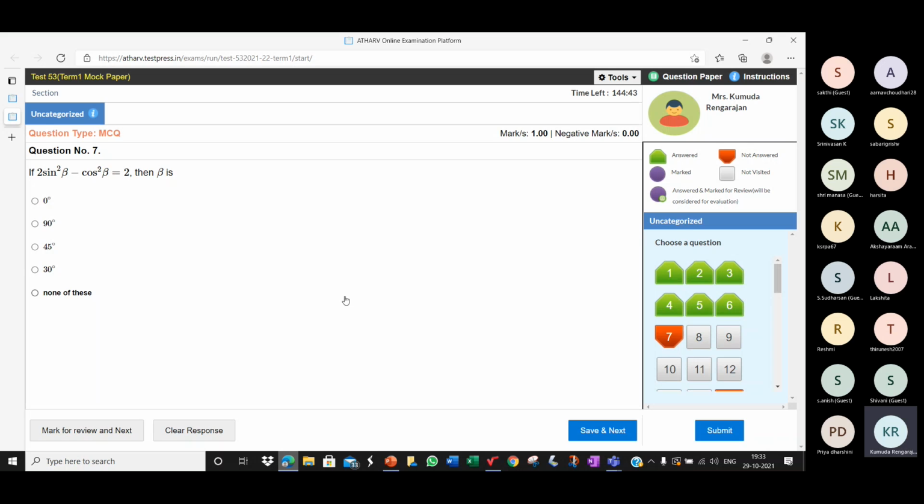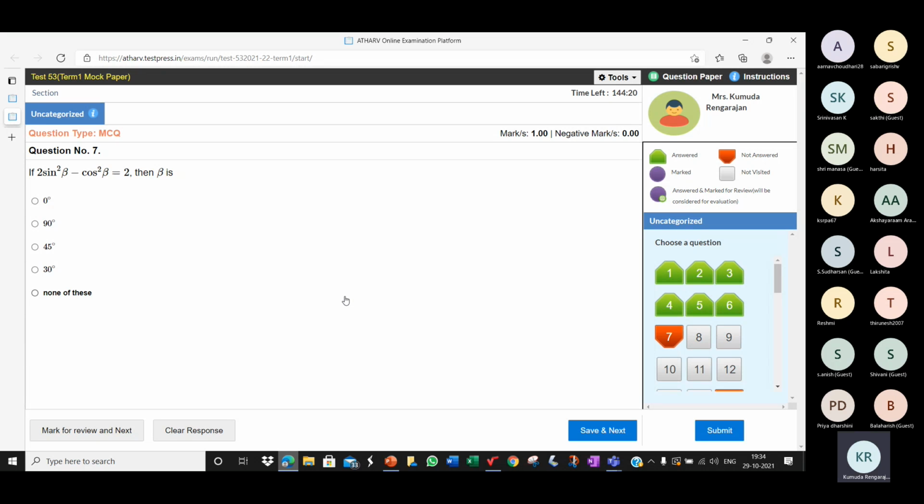Ma'am, we'll put the 2 sine square beta on the right side. Then it will be minus cos square beta is equal to 2 minus 2 sine square beta. Okay. And then we take 2 as common. So minus cos square beta is equal to 2 into 1 minus sine square beta. Okay, very good. Then we know that cos and sine are a pair: 1 minus cos square beta is sine square beta. So that is how we substitute.